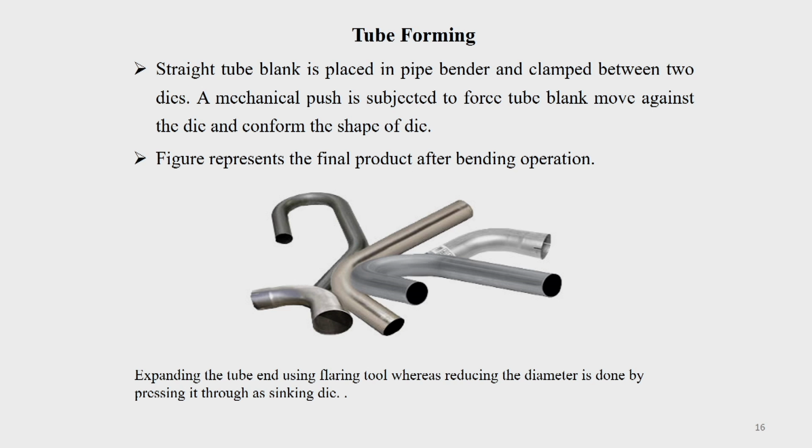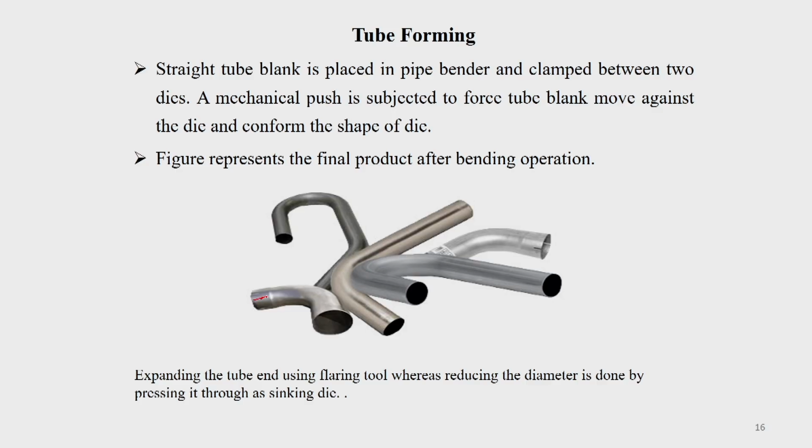So, the next method is tube forming. In tube forming, say you have a tube and you have to give it different shapes. You may have to bend it, you may have to enlarge one end, you may have to reduce the diameter at one end of this pipe. These are all done by tube forming operations. You can see that here there is a particular dimension, this was a pipe or a tube, and here the dimension is different, here the dimension is different. So, it was a straight pipe, now you are getting this type of shapes.